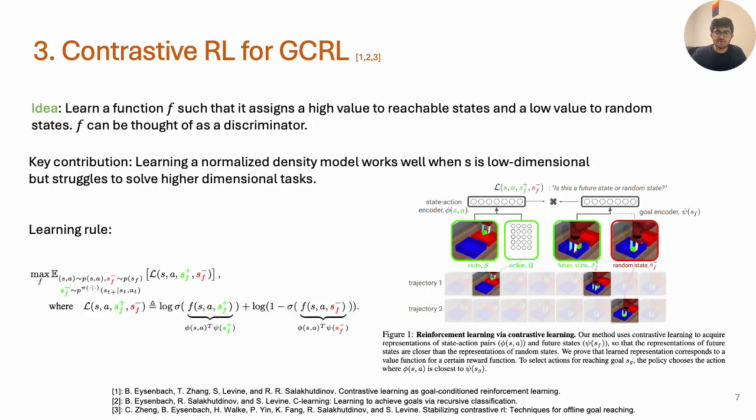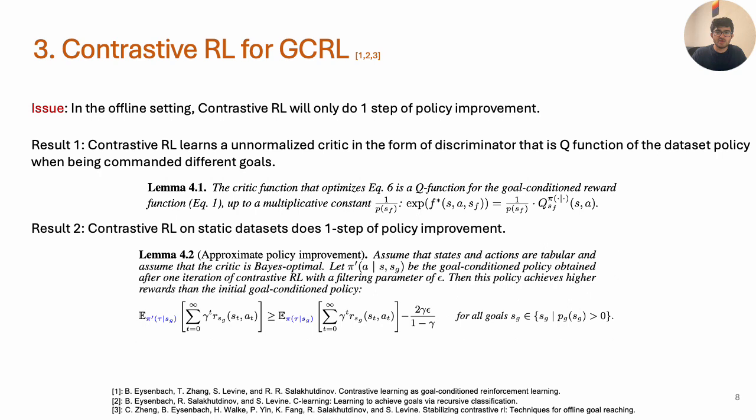A recently developed line of methods, contrastive RL, have achieved success in solving high-dimensional GCRL problems. They avoid the problem of density estimation in sparse GCRL by instead learning a density ratio using classification, as classification is an easier problem than density estimation. But in the offline setting, it has already been shown that contrastive RL methods do only one step of policy improvement and do not give the optimal policy.